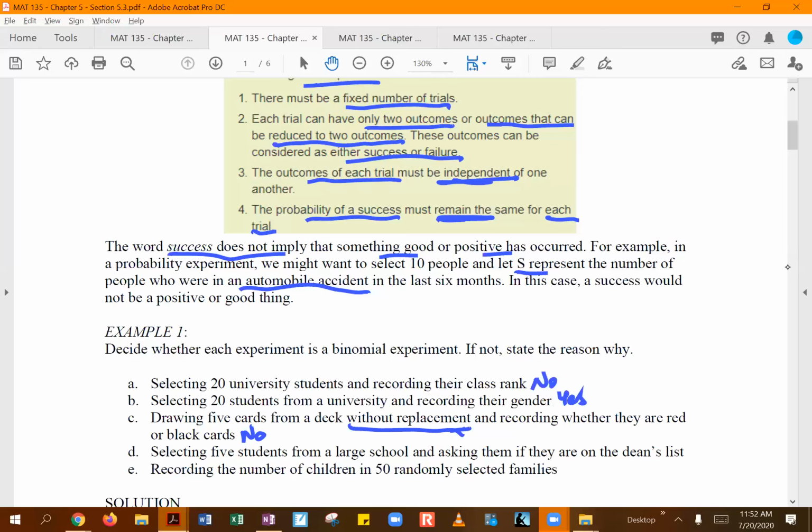Part D, selecting 5 students from a large school and asking them if they are on the dean's list.